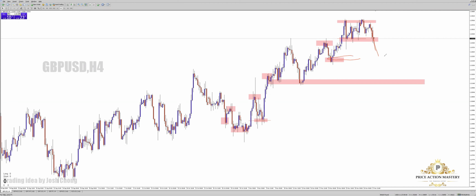So this is the level that if the market really breaks this area, it can drop until this level, and from a setup we can see an upside exposure again. So next week maybe GBP/USD will have a slight drop first, a slight drop first.